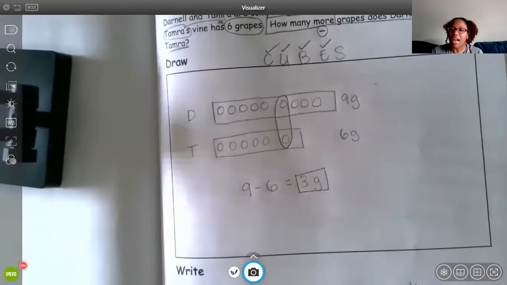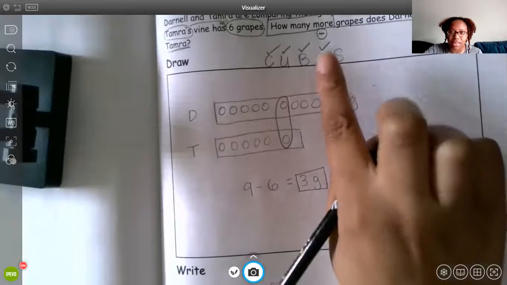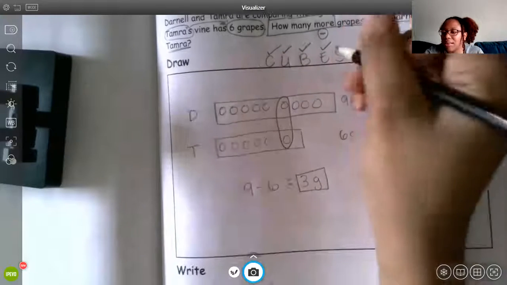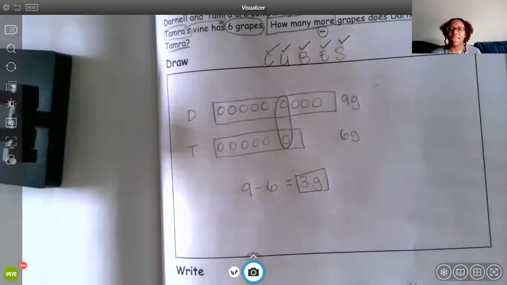So now I can finally go up here to my S because I solved my problem. And I could put a check mark there. And I used the cube strategy to help me solve my problem.